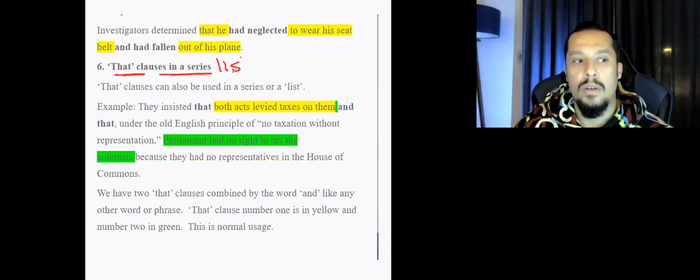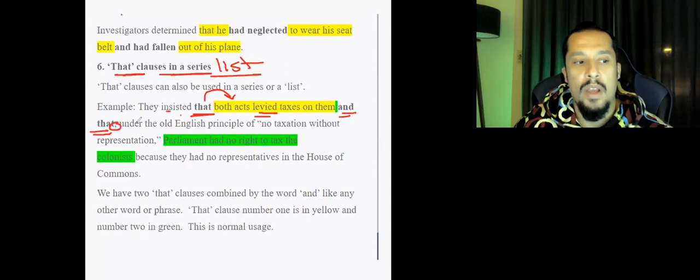List. They insisted that both acts levy taxes on them and that, right? Do you see the double comma here? Under the old English principle of no taxation without representation, comma, Parliament had no right. Right? So that can come one after another, and it can come in several formations.